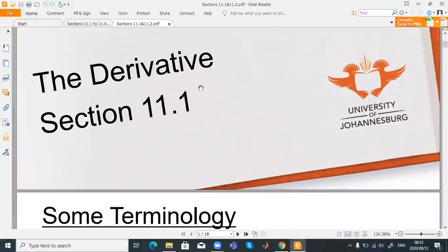So the section is differentiation, and the first section we look at is section 11.1. In this section from the book, you are just required to read it, just for you to grasp the knowledge of what we call differentiation, or what we mean by differentiation.